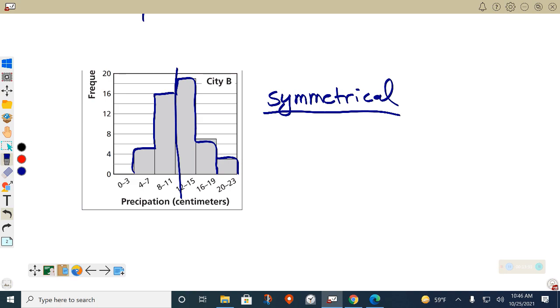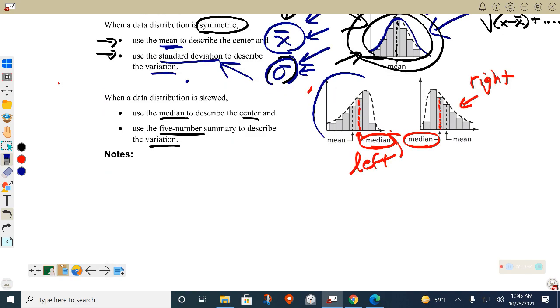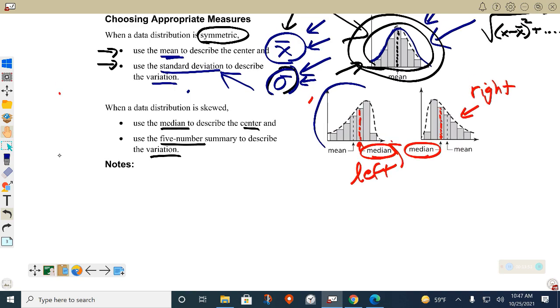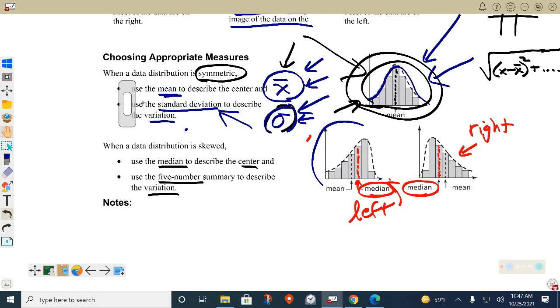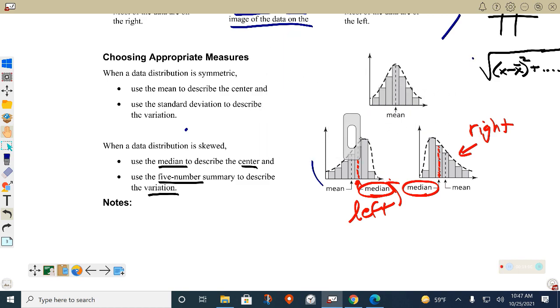Whenever you're asked to describe something, that's not an exact kind of thing. It's just about symmetrical data. This is roughly symmetrical. And if I asked you, what's the best way to measure the center? Well, let's go back to page 2 of our notes. If it's symmetrical, the best way to measure the center would be the mean. Use the mean to describe the center and the standard deviation to describe the variation.